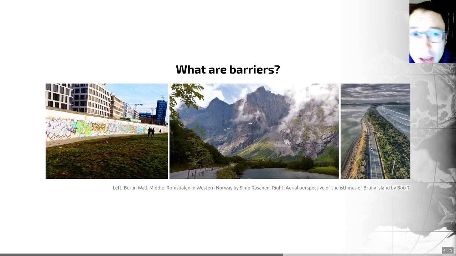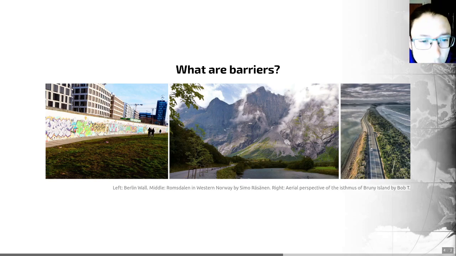So barriers can be physical, such as the example with the Berlin Wall on the left here. They can be climatic. They can be geological. For example, they could reflect a difference in soil type between regions. They could be biological, so that could be, for example, due to competition between different regions. They could be historical. A nice example of that is the distributions we still have today based on past continental configurations. And all of these can also be impacted by chance.